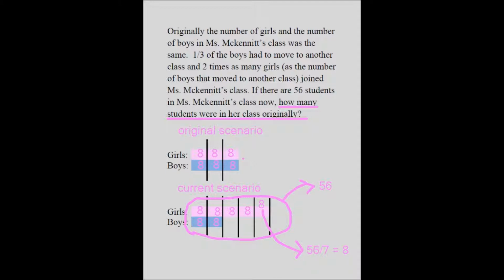So how many students were here originally? Of course, you can add all the 8s, but you can also do 6 times 8, which is equal to 48. So the answer is, originally Miss Mckennitt had 48 students. Now she has 56 students. That's our answer.